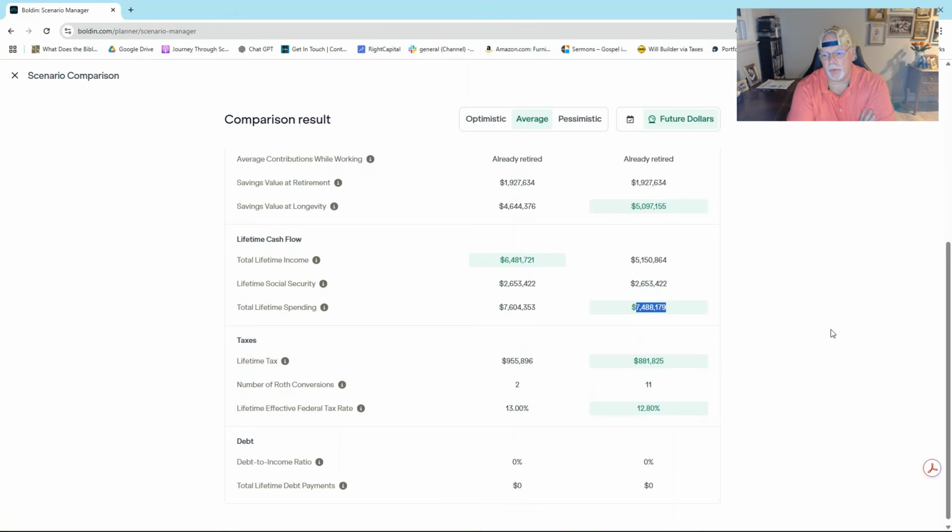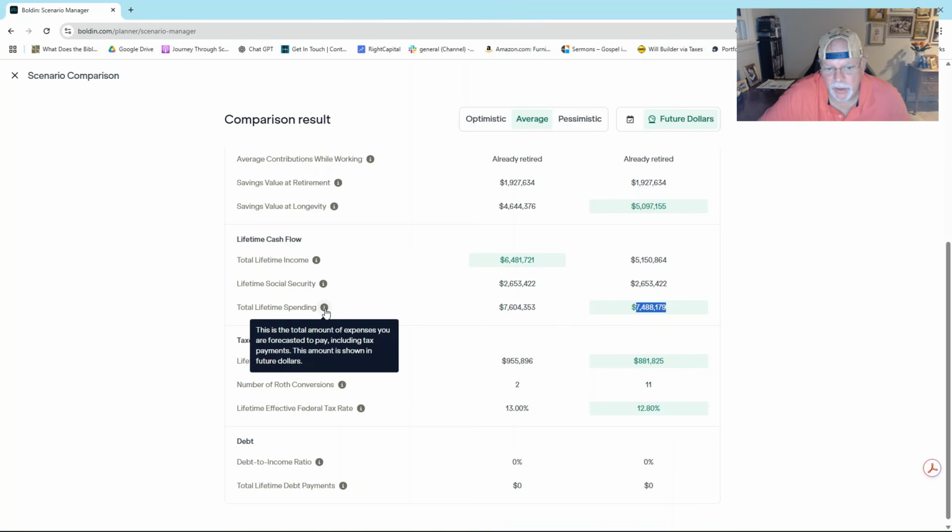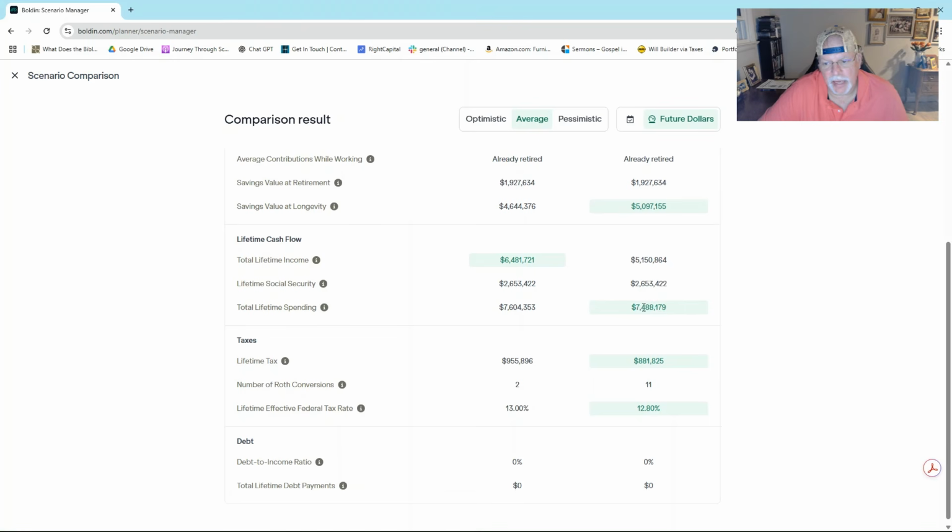I wish I had a quick answer for why that is. And is the difference the same? Total lifetime income. It's kind of interesting. I can spend more. This is the total amount of expenses you are forecasted to pay, including tax payments. So maybe my taxes are a little higher because I'm doing the Roth conversions up front.